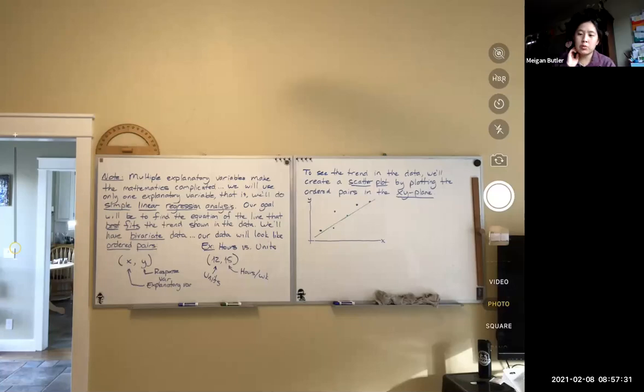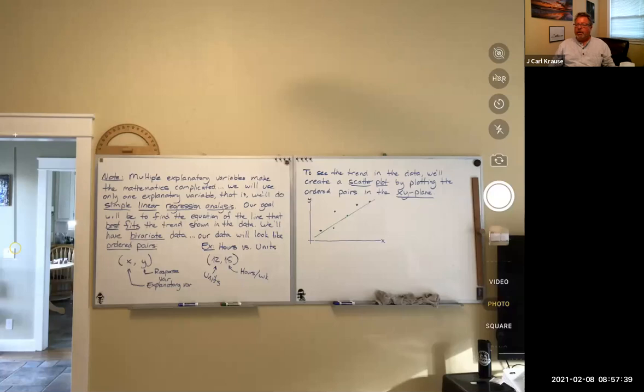If we use more than one variable or explanatory variable, would we have to have multiple graphs? Yeah, the mathematics gets really complicated, and the visualization is really complicated as well. So like I said, it's something that we're not ready for.